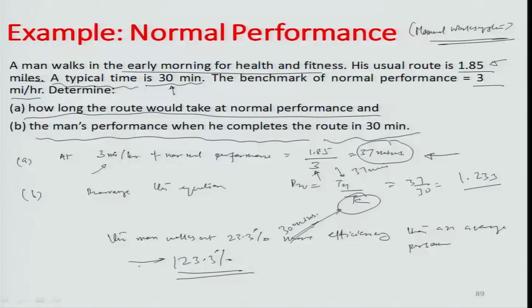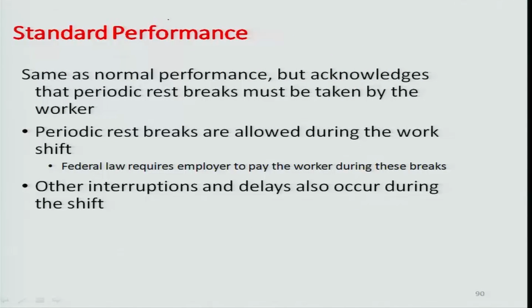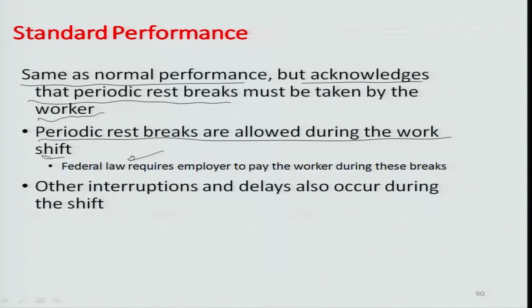So let us look at now standard performance. So in manual work systems, you see how normal performance is defined. So the standard performance again is the same as the normal performance, but acknowledges that periodically he would need to take some rest breaks or maybe bio breaks, which have to be taken by any human subject working on a manual work system. Okay. So the periodic rest breaks are allowed during the work shift, and there are certain governing laws which would need these breaks to be necessarily there, considering the humanistic aspect or the regulatory aspects associated with human subjects.